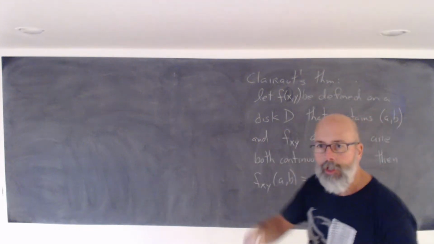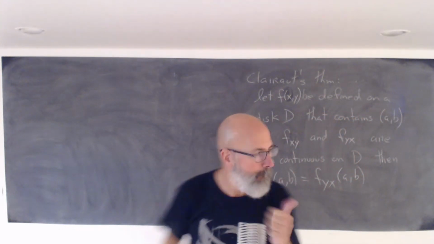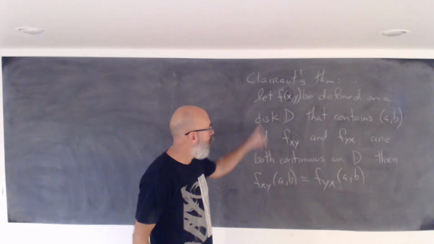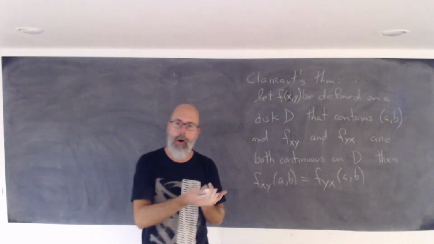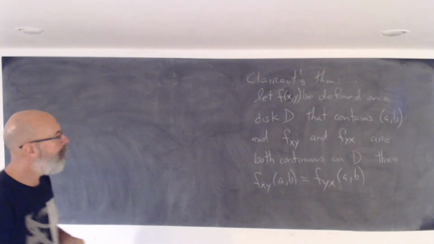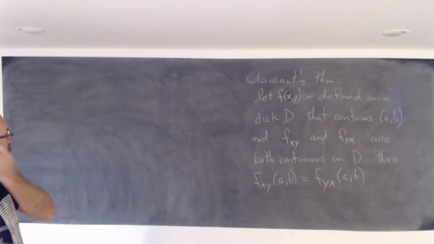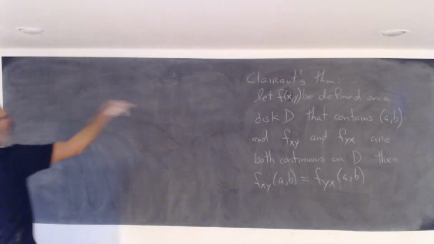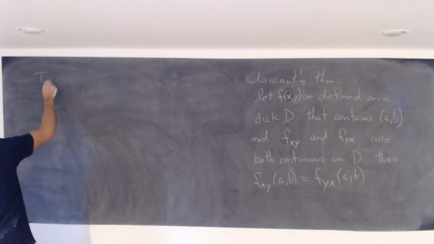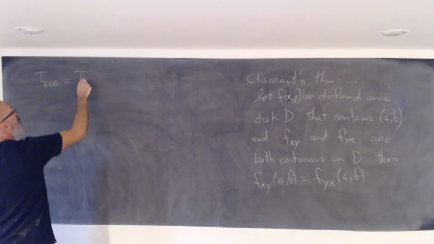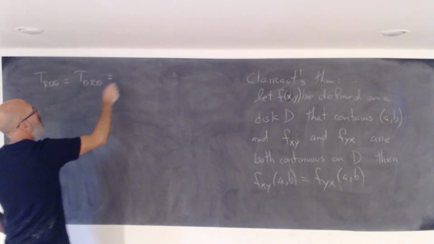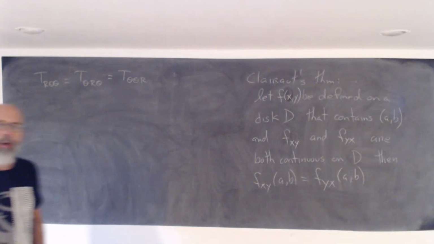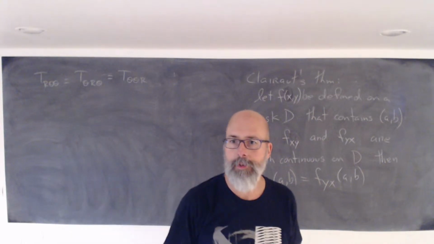And that extends to, well, first of all, higher dimensions, right? If you had a function of 3 variables, you would want continuity on a ball containing the point. And that also extends to what I just rubbed off here: T_R theta theta is going to be the same as T theta R theta, which is going to be the same as T theta theta R, assuming continuity of the mixed partials.